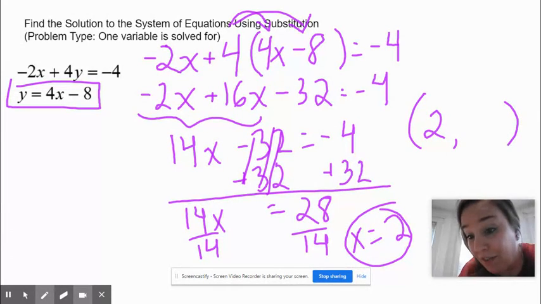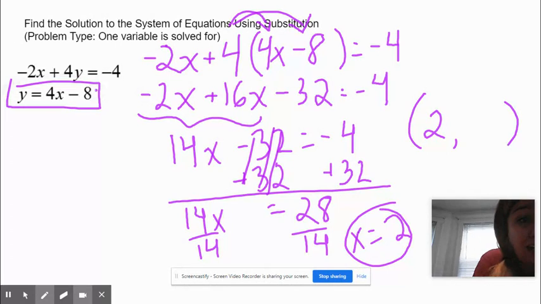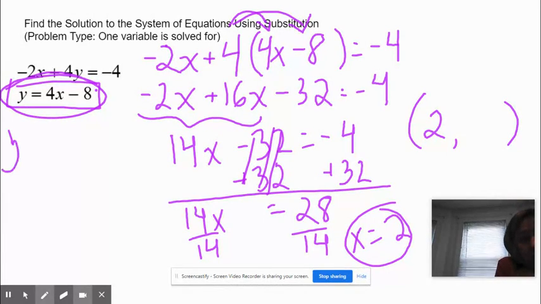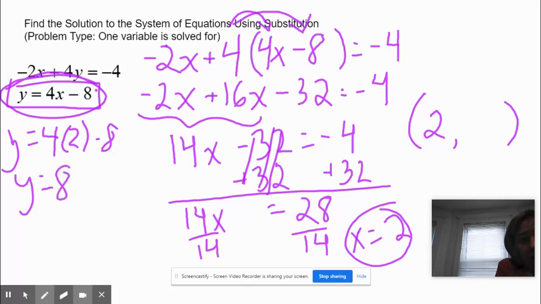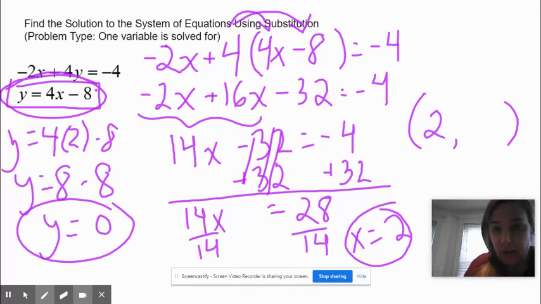Now we need to solve for y. We know that y is equal to 4x minus 8. Substitute for x, but we know x is 2. So y equals 8 minus 8. Therefore, y is 0. So our y value is 0.